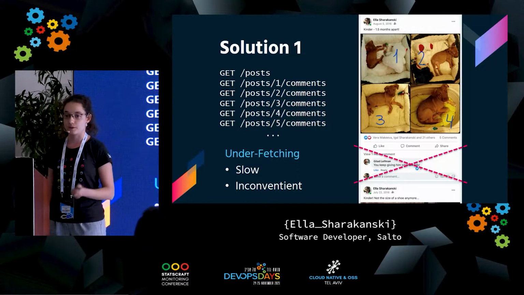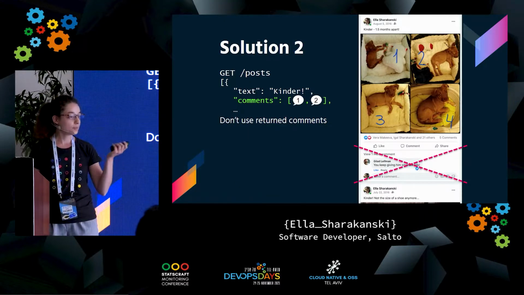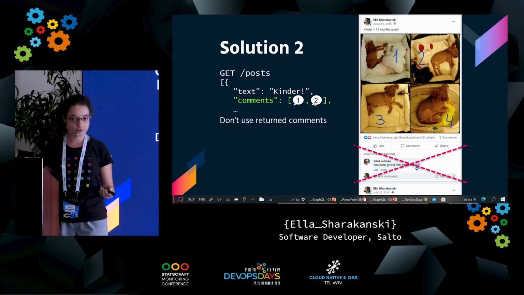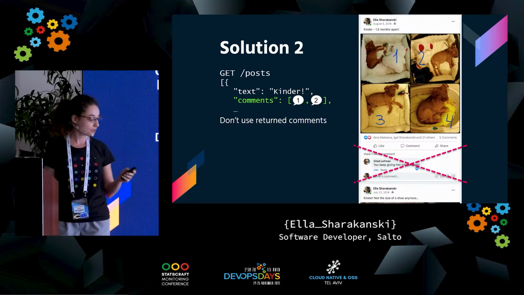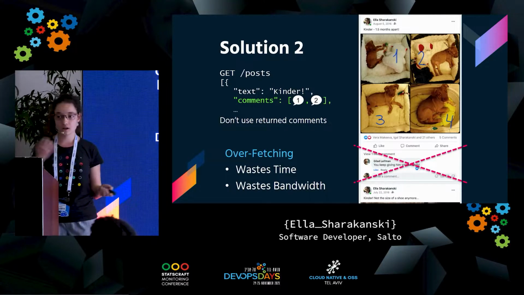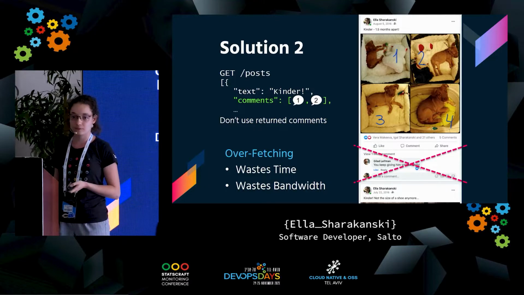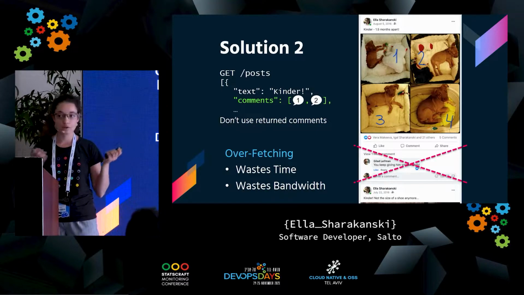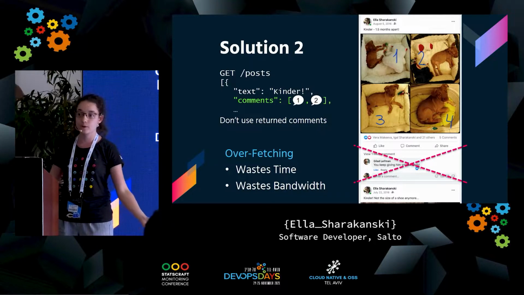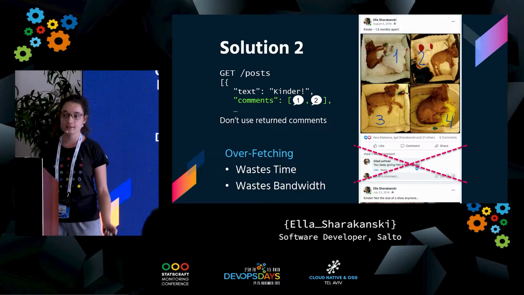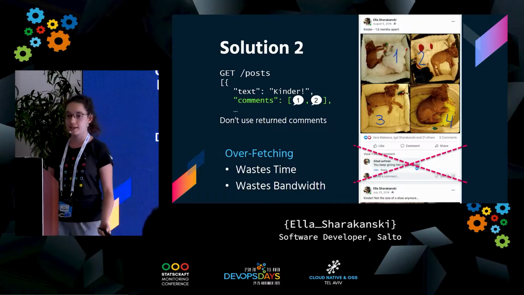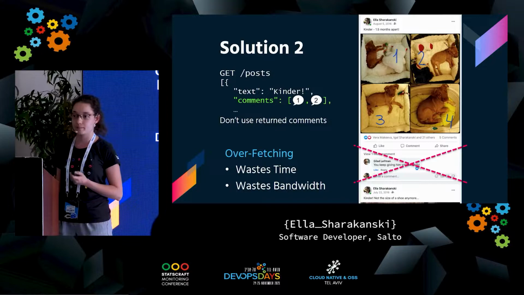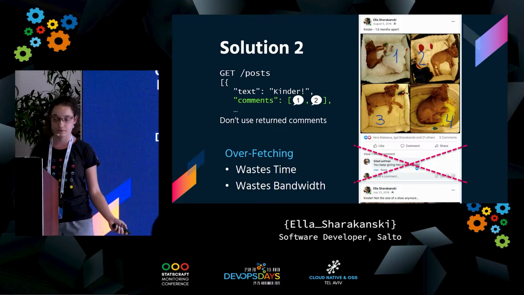So let's take a look at solution number 2. The /post endpoint will return comments, and then in the app, you just won't use them. This is called overfetching, because you are fetching more data than you need. So you are returning comments to the app, and then you just don't use them. And it wastes time, because your backend has to calculate the top 2 comments of each post, and then you just don't use them. And it also wastes bandwidth, because you are sending these comments to the client who doesn't even need them. It can even waste your client money, because some clients pay for the bandwidth.